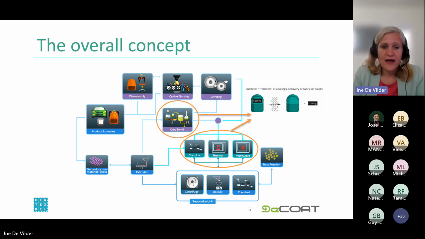So if we take a look at the recycling loop, actually the core of DECOAT is that we want to introduce an additional step in this recycling process. And this is a step where we do the debonding of the coating from the bulk material. It can be done in several ways, which I will highlight now.